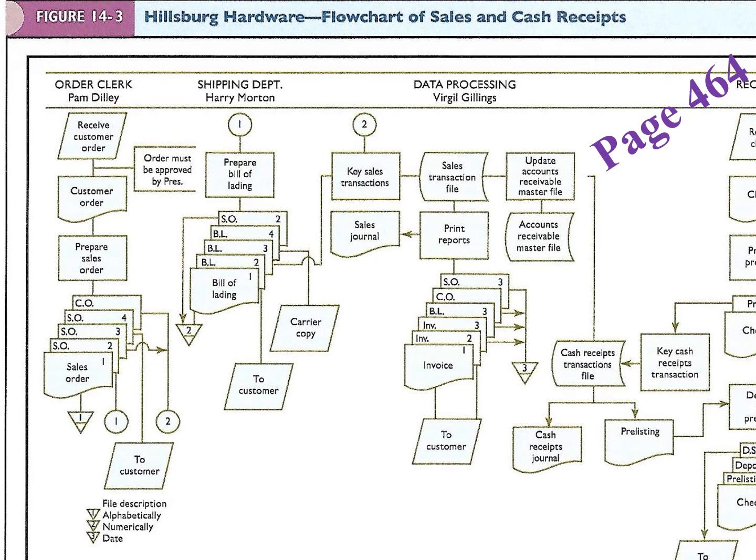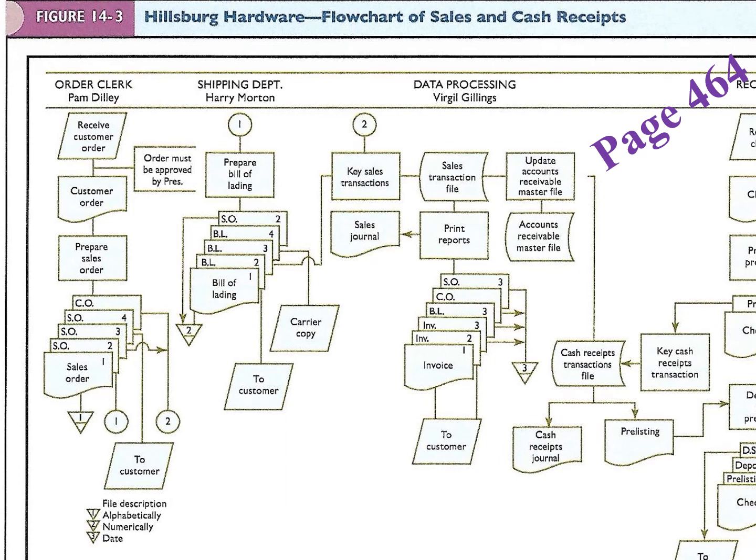So we'll probably have a control built in there that we send a copy to shipping and a second copy to data processing. But data processing is instructed to file their copy until they receive a copy of the bill of lading from the shipping department. Then they match the bill of lading with a sales order, and they prepare an invoice and post it to the sales journal and the accounts receivable master file. Okay, so that's a control.